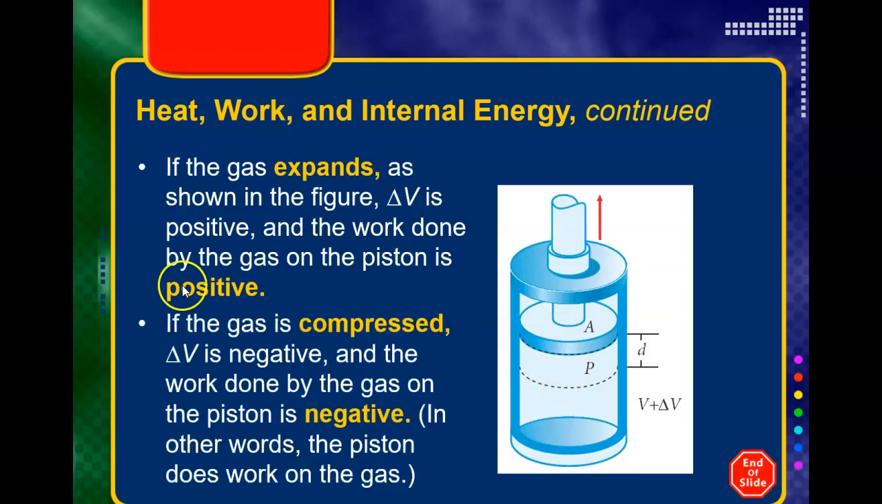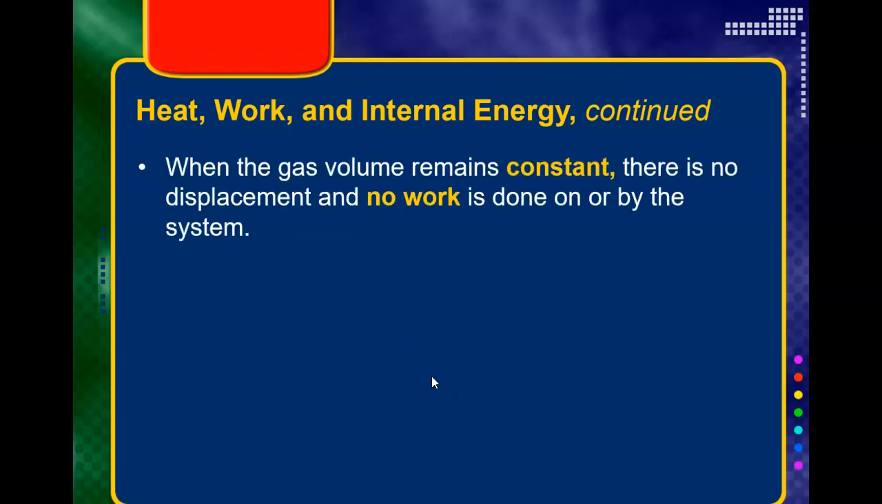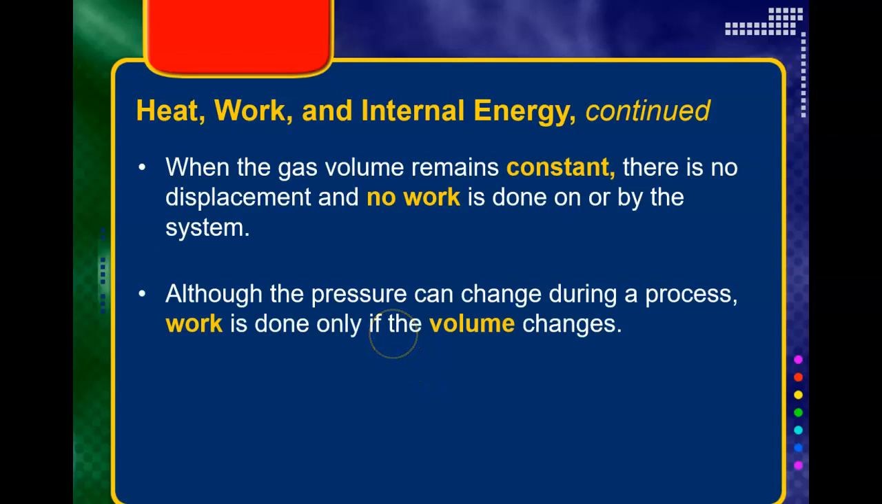Okay, again, if the gas is compressed, the volume decreases and the work done by the gas is negative. So positive work, the object expands. Negative work, the object contracts. Okay. So again, when the gas volume remains constant, there's no displacement and no work done. Although the pressure can change during a process, work is done only if volume changes.